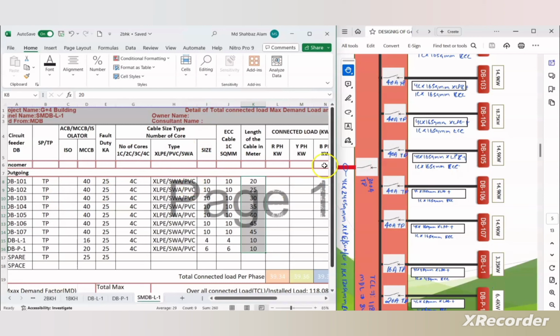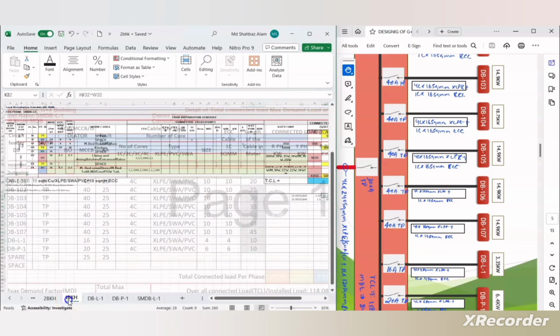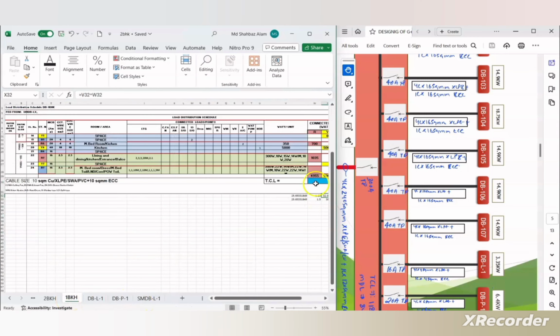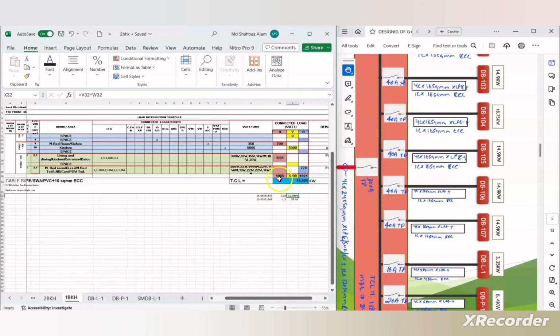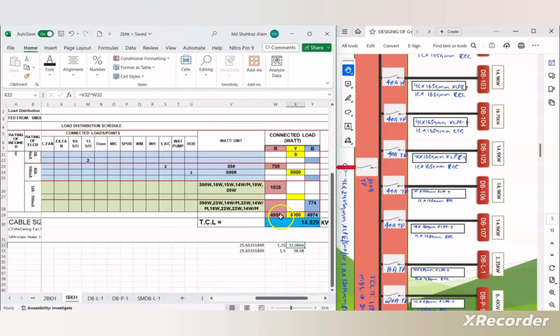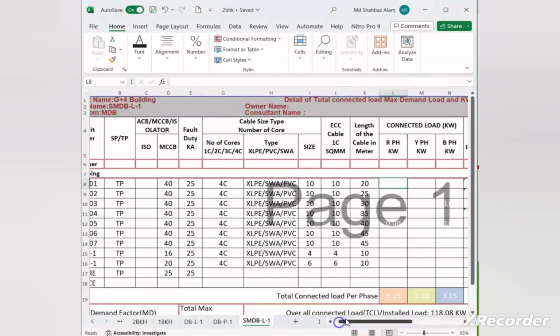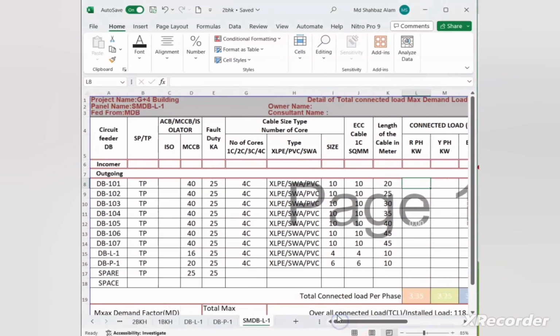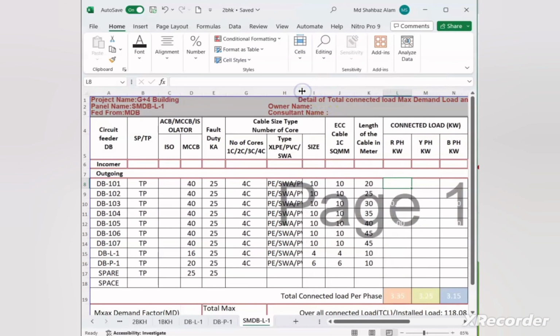So here what we will do, this is for DB101. DB101 is a 1 BHK DB. So all the DBs are typical. Here you can see that the total load per phase is mentioned here: 4,955, 5,000 and 4,974. So we will copy this load and paste it here. We will formulate this SMDB load schedule with our DBs' load schedules.